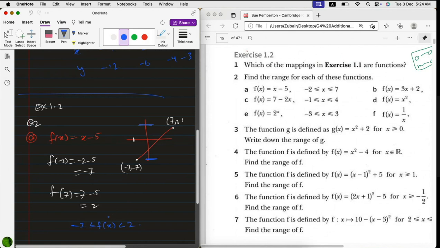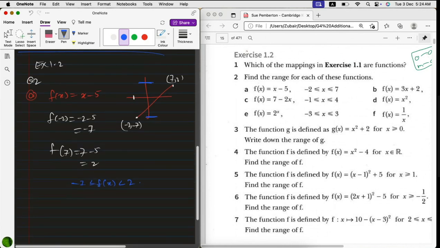Any doubt? The first graph, x minus 5, for the given domain lies between these two values. -7 and 2. Yeah. We tried with -2 and 7. Yes. Because it was a straight line, so we just go for the endpoints.